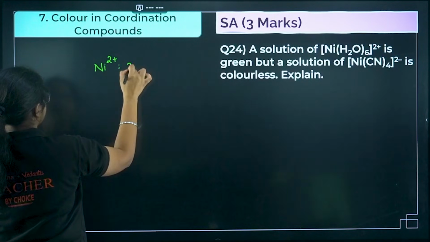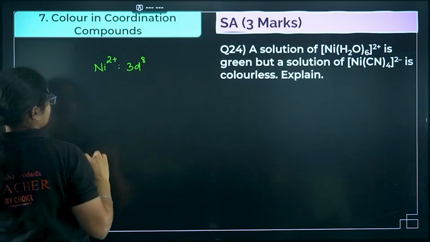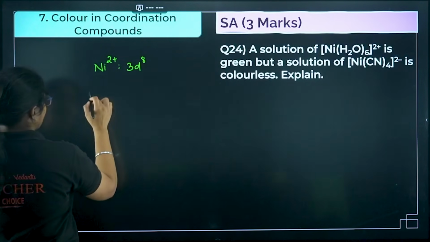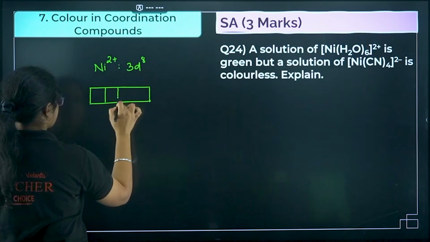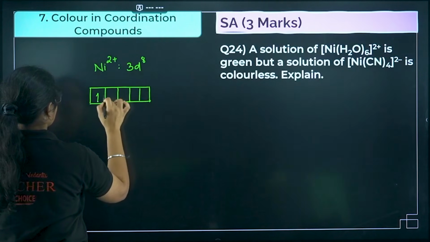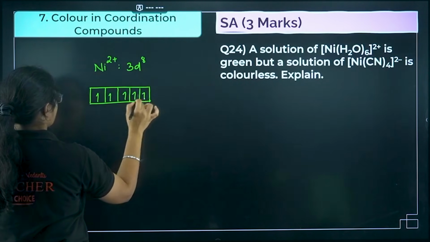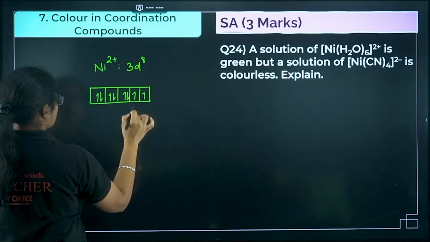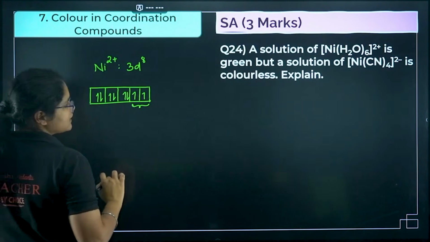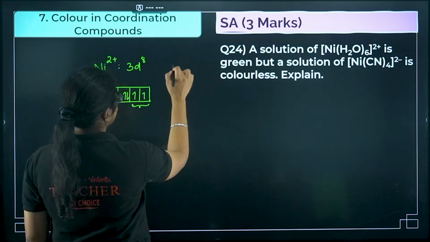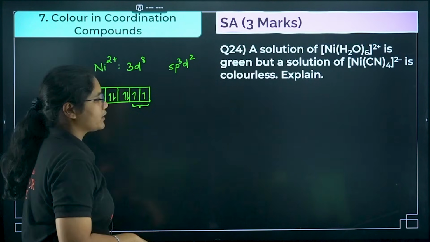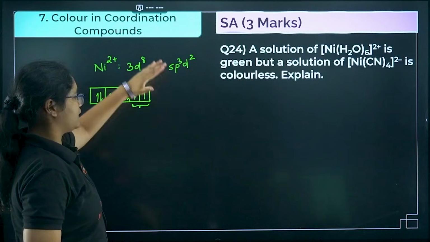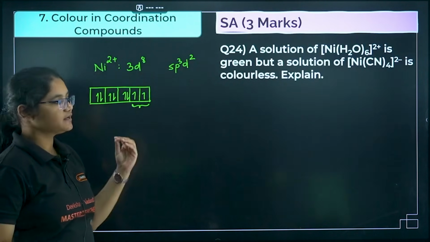Ni2+ configuration is 3d8. If I have this 3d8, we will have 1, 2, 3, 4, 5, 6, 7 and 8. I will have 2 unpaired electrons, and the hybridization here will be sp3d2. Because these 2 unpaired electrons can undergo transition, a color is obtained.